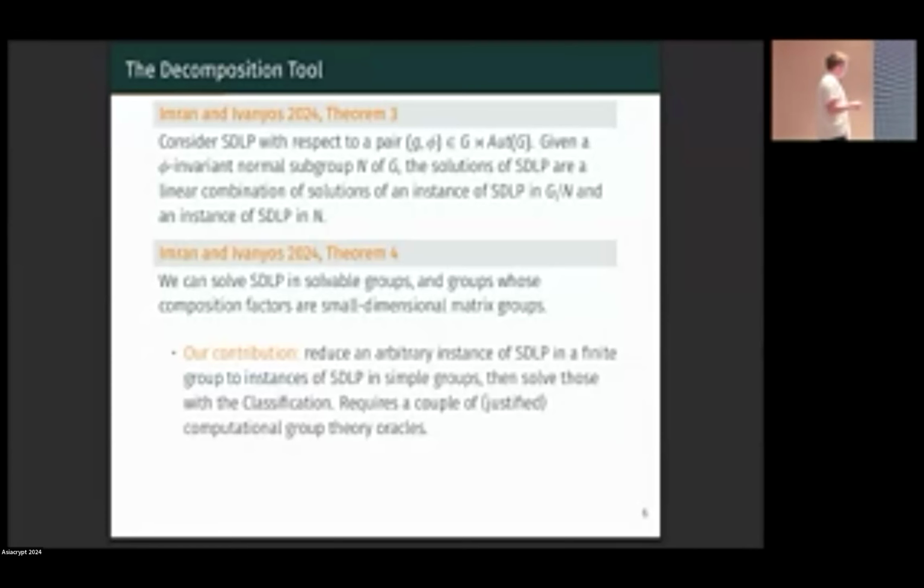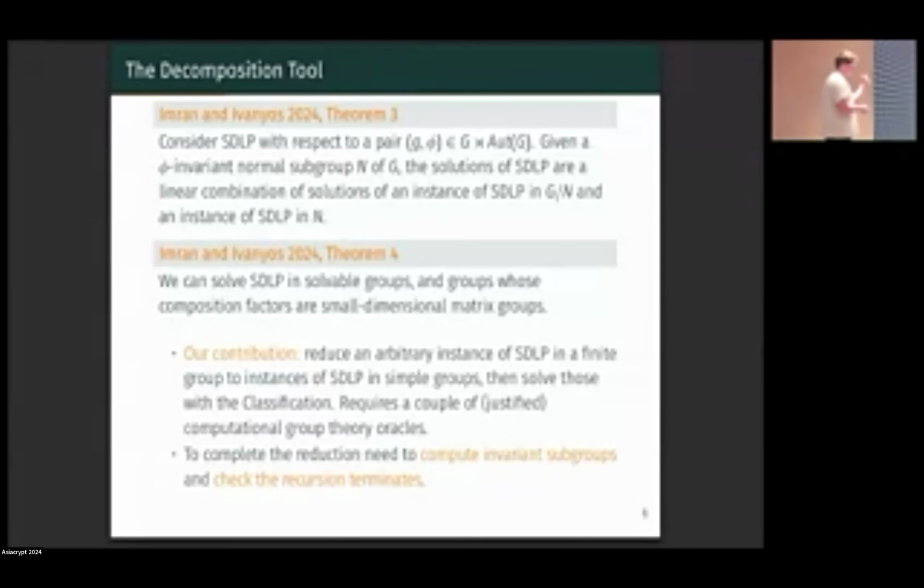So before I pass over to him, I will tell you a couple of the details about carrying out this reduction. You need to be able to compute these invariant subgroups, in other words, you need to be able to trap your problem in that little picture I showed. And also you need to make sure that your recursion is going to terminate.